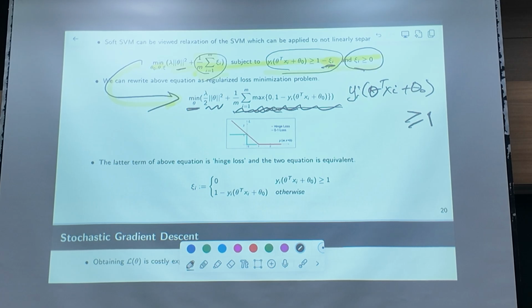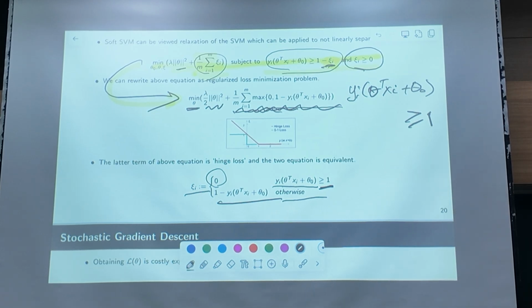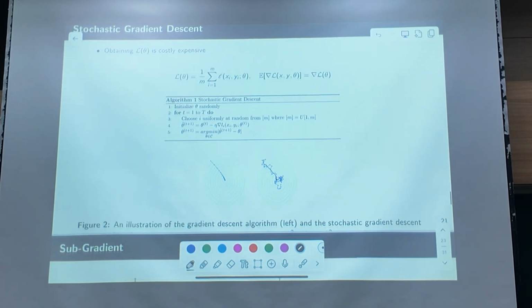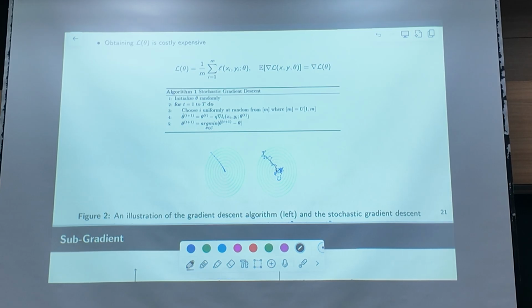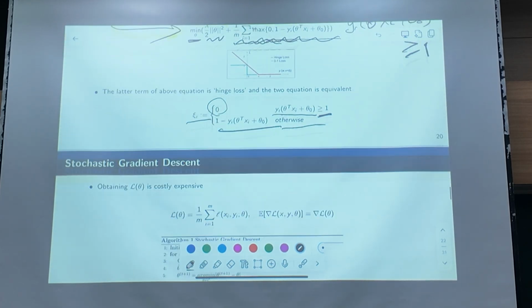Okay. Because psi I is defined as when the functional margin of data I is greater or equal to 1, psi I is equal to 0. Otherwise, it's this value right here. Right? And you can use stochastic gradient descent to minimize this. Okay?